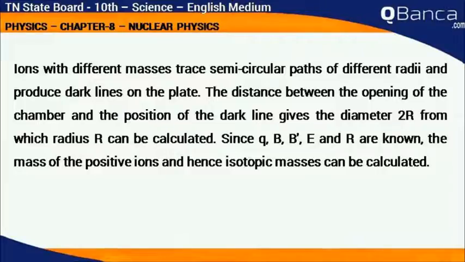The distance between the opening of the chamber and the position of the dark line gives the diameter 2r, from which radius r can be calculated. Since Q, B, B', E and r are known, the mass of the positive ions, and hence isotopic masses, can be calculated.